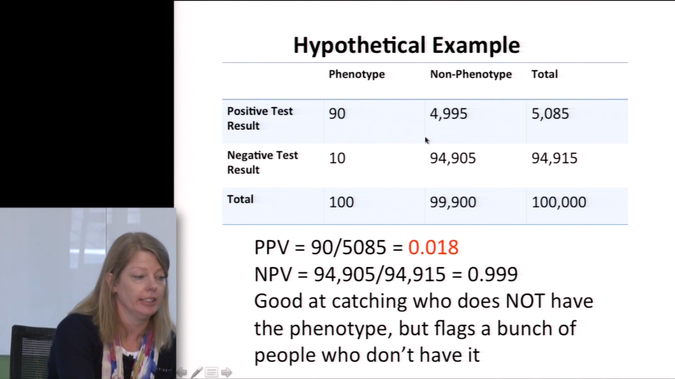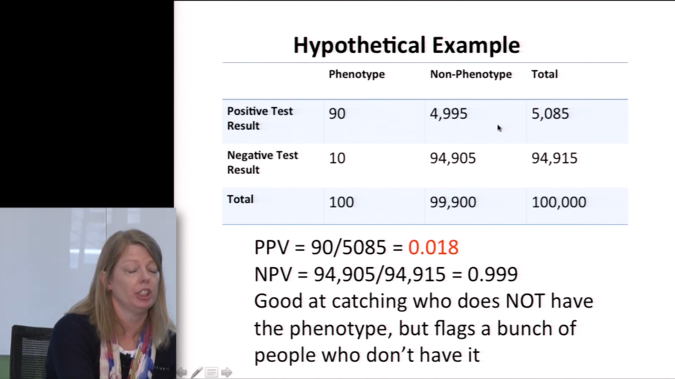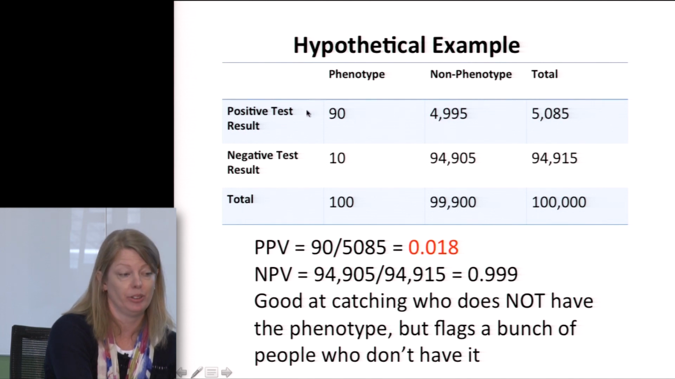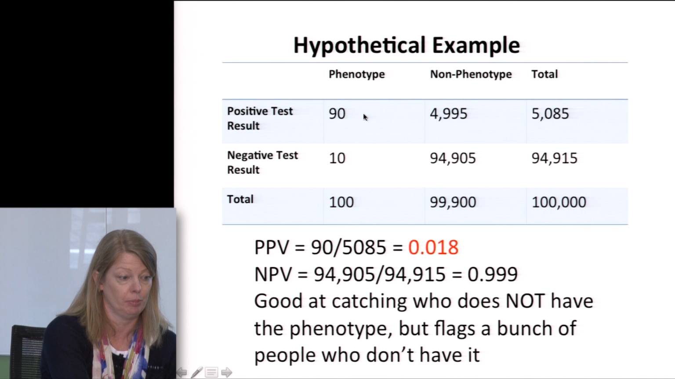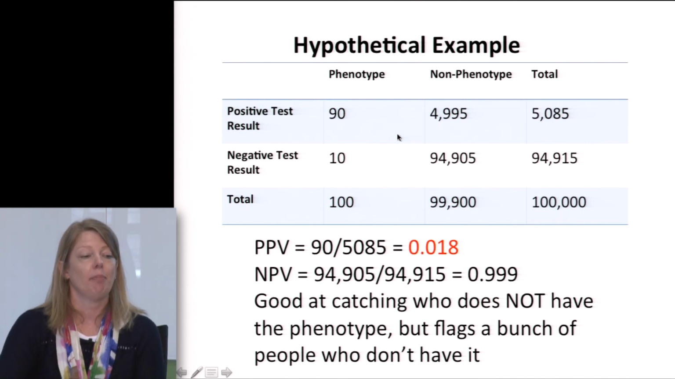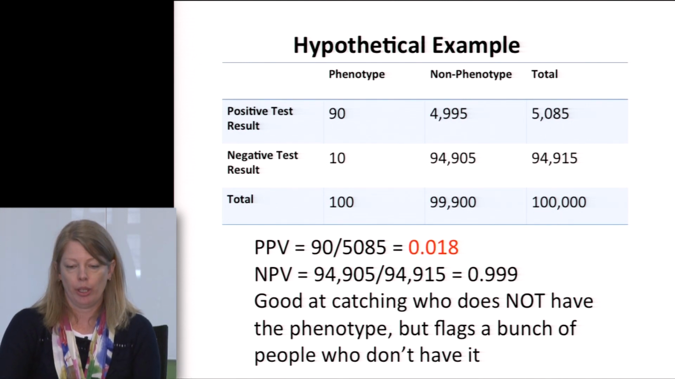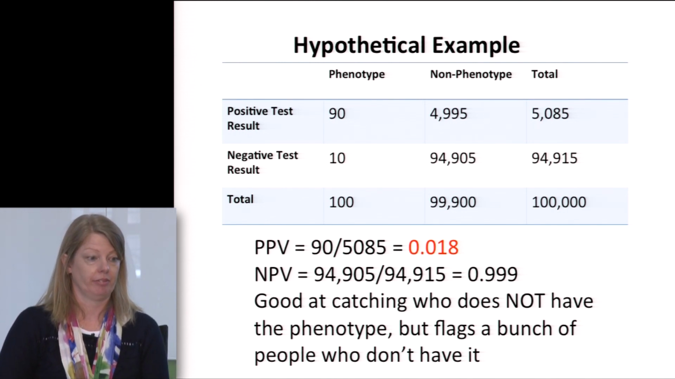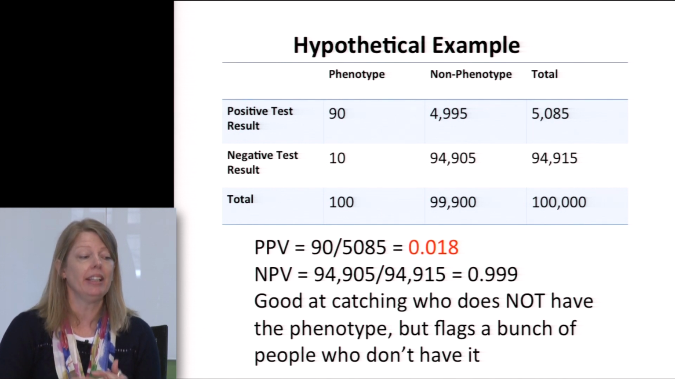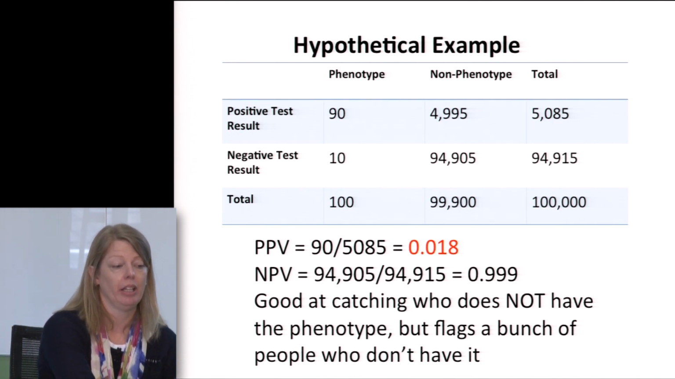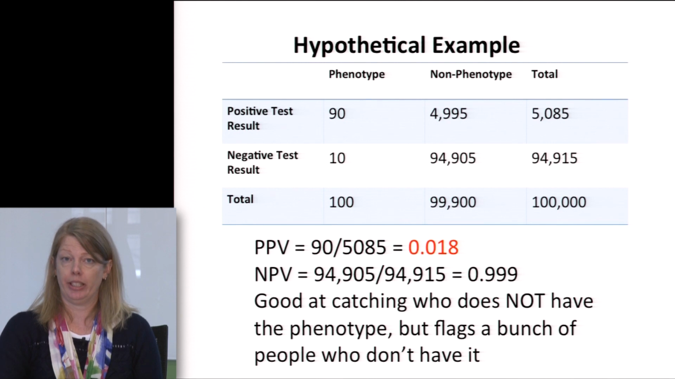And that's because you've got a lot of positive test results, but there's only 90 people who truly are positive in this particular case. So what's happening here is that you're flagging a bunch of people as having a positive test result who aren't really positive. And this happens with really great tests. Tests that are very sensitive and very specific sometimes have this kind of an issue.